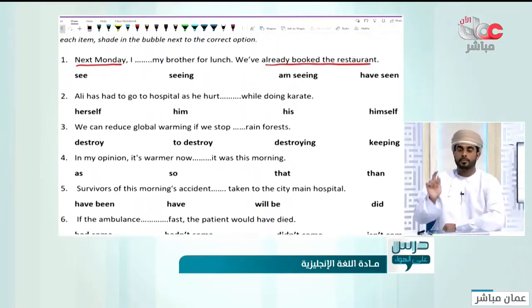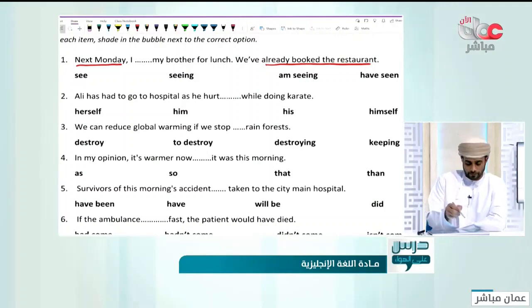Good. So two clues in here. Next morning, I blank my brother for lunch. We have already booked. So, I see my brother for lunch. It won't work. I seeing, of course, it won't work. Why? Because seeing is a noun in here. Seeing is a noun or an action, so we need a verb in here. So this one won't work.